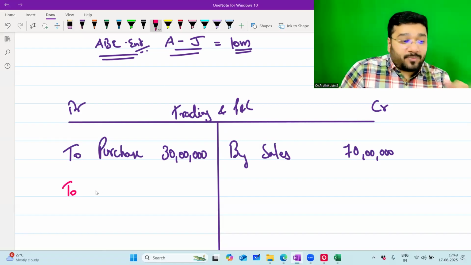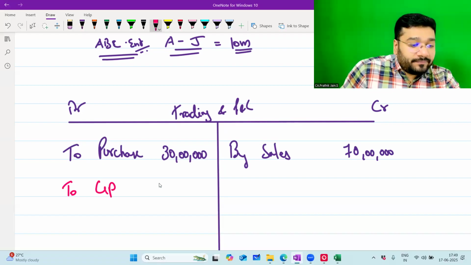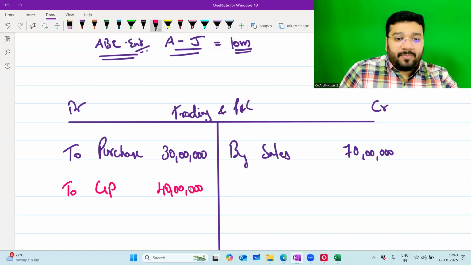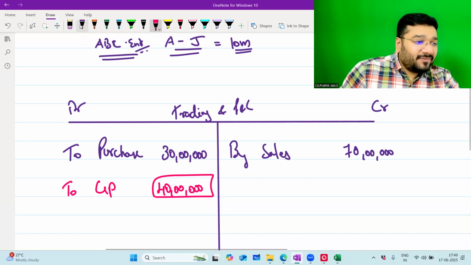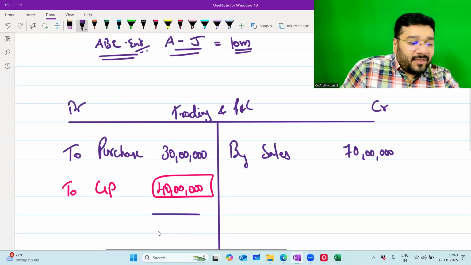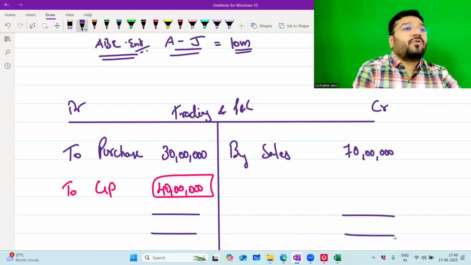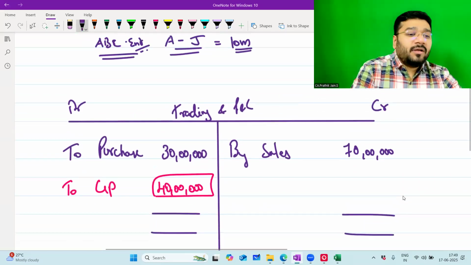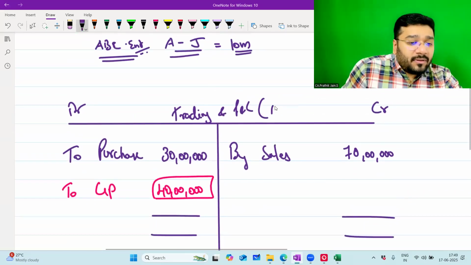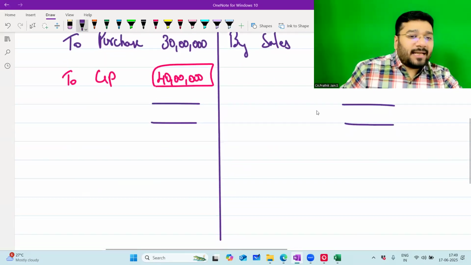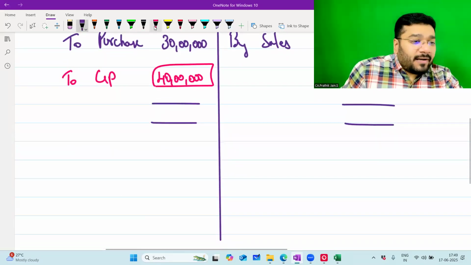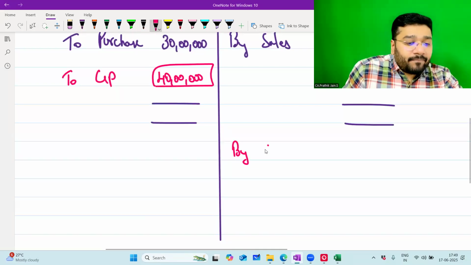What is the gross profit? Online people, open your mouth and respond. How much? 40 lakhs. 40 lakh rupees. Wonderful. Any problem so far? No problem. This is a trading and P&L from April to January. 10 months of data I'm giving you. There's a logic behind it, what it is, I'll tell you eventually. So I'll record gross profit of 40 lakh rupees.